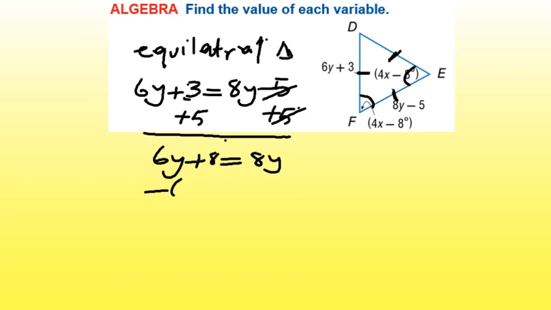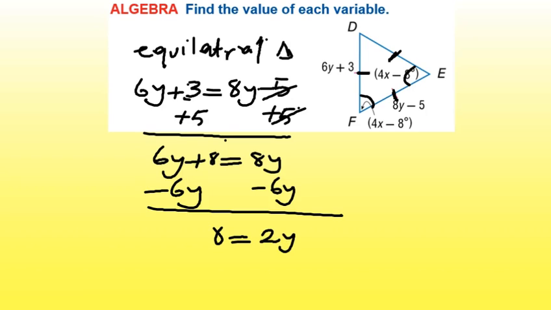Then, I'm going to subtract 6y to get the 8y and 6y together on this side. Then, 8 is going to be equal to 8y minus 6y, which is 2y. And if I divide each side by 2, then I'll be getting y is equal to 4. Alright, we got y is equal to 4. Then let's get to find what is x.